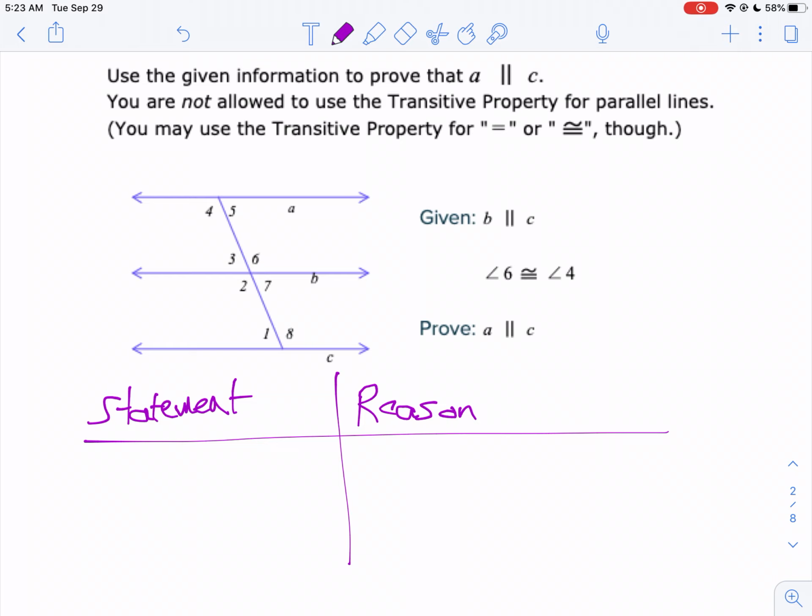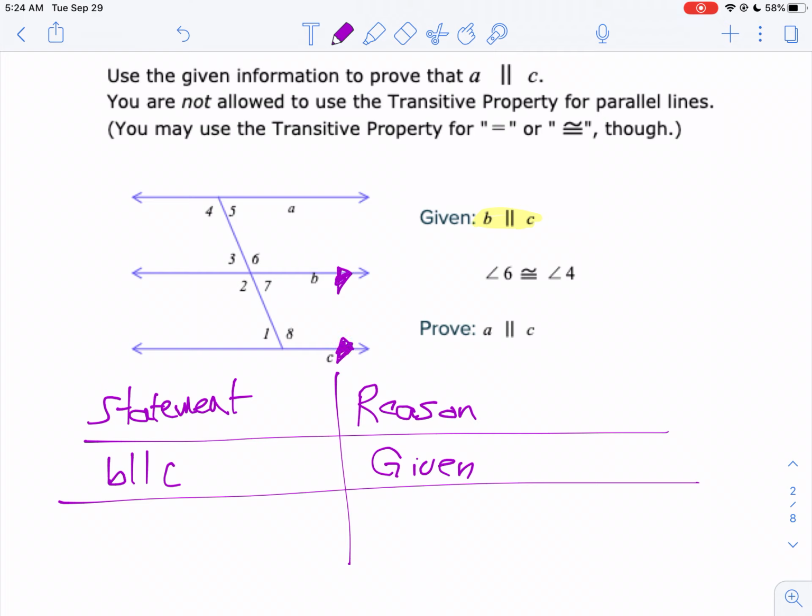We're told B is parallel to C. Why do we know that? Because it's given to us. Because it's right there. Let's mark B parallel to C. I'm going to put an arrowhead on B and an arrowhead on C to remind me those two lines are parallel. We're also told angle 6 is congruent to angle 4. That's also given. So I'm going to mark angle 6 is congruent to angle 4.